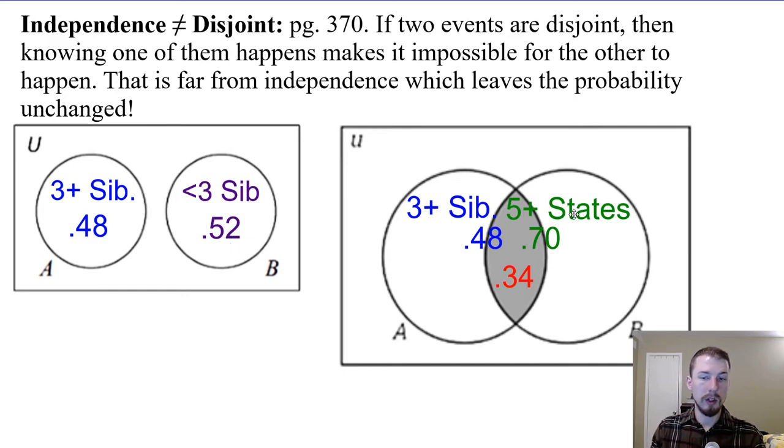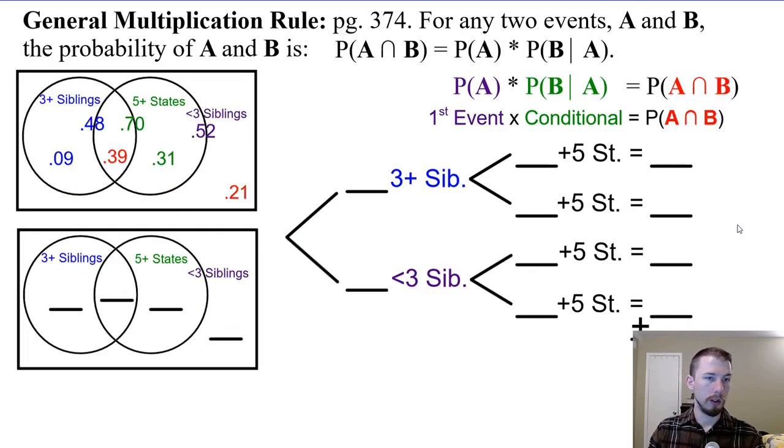But having 3 or more siblings and traveling to 5 or more states, those are 2 events that do have an overlap. And 48% had 3 or more siblings, and 70% had 5 or more states. And then these 2 would actually be independent if we took 70% of 48% or 48% of 70%, and that would give you what the expected overlap would be for those 2. I think for us it was 38%, where we would have expected 34%. So the area in between them was a little bit larger, or a little bit more overlap than we would have expected if they were independent, meaning that having a larger family meant you were more likely to do more interstate travel.